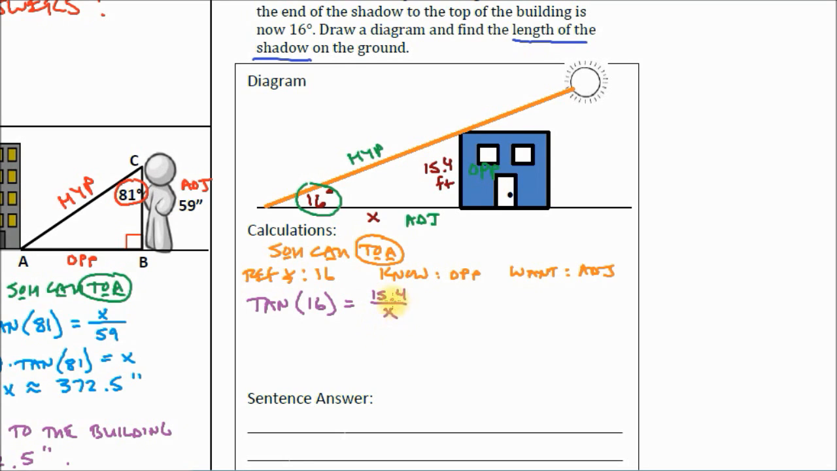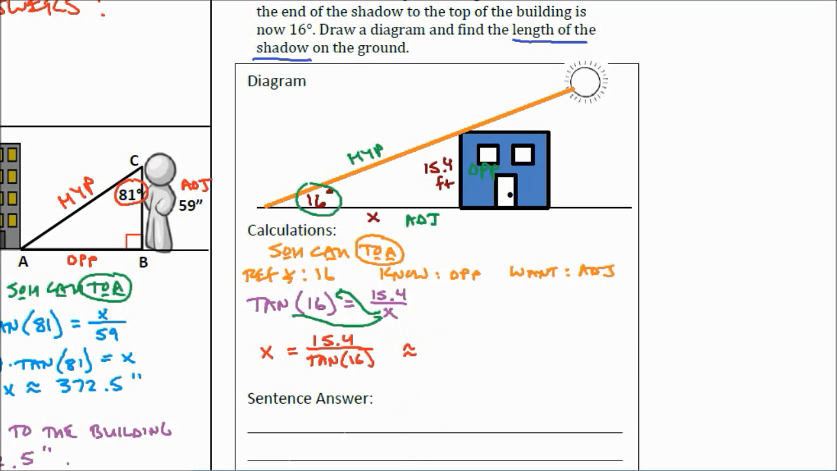Our variable is in the denominator of our fraction. So now we can use an Algebra 1 shortcut. I'm going to draw this out for you: the x gets to move to where tangent 16 is, and the tangent 16 moves to where the x is. So we're going to rewrite this equation as x is equal to 15.4 over tangent of 16. Notice the numerator 15.4 doesn't go anywhere. The x and tangent 16 flip places.